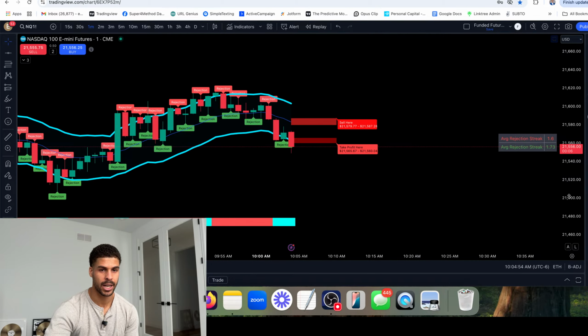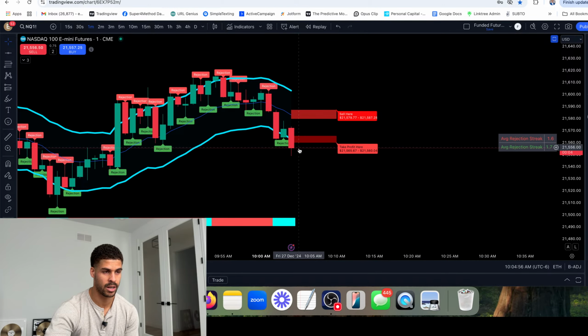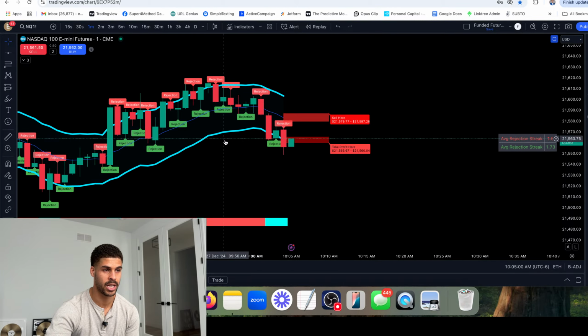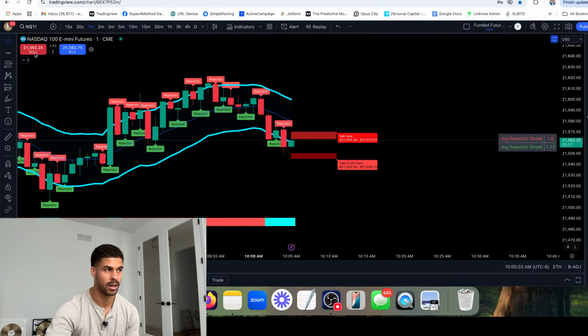So again, I'm not going to chase this. You guys will never see me chase a trade. I might enter a little bit too late, but that's just because I was late, not necessarily because I'm chasing it. Wow, huge reversal up there. I like a sell here, but I'm not going to take it.